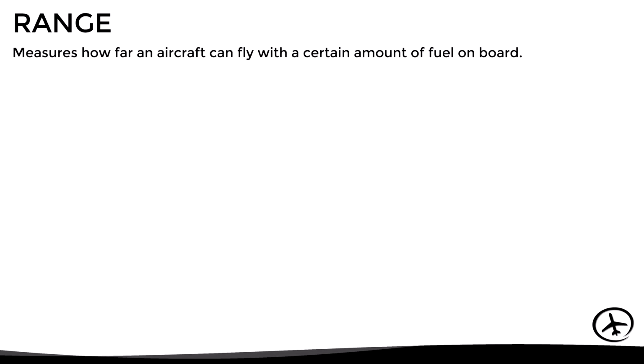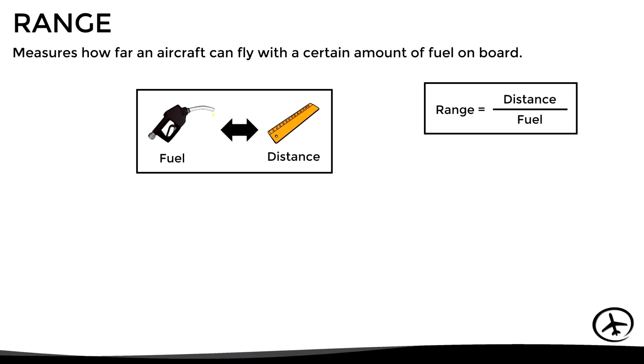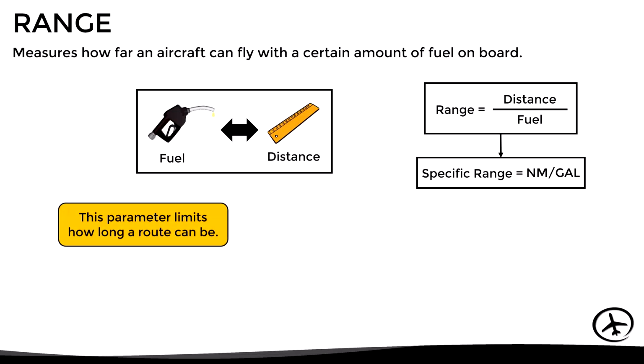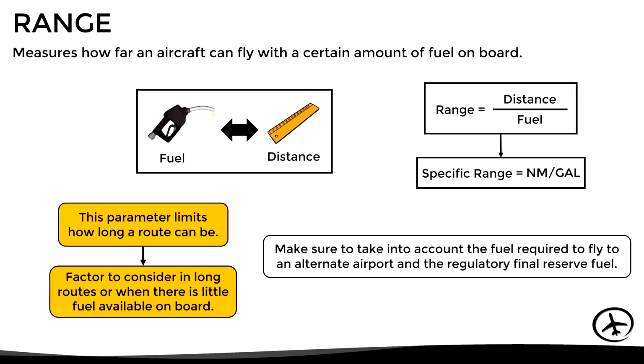Basically, the range is a parameter that measures how far an aircraft can fly with a certain amount of fuel on board. In other words, it is the relation between the distance traveled and the amount of fuel consumed. A practical way to use this parameter is by determining the specific range, which corresponds to the number of nautical miles that the aircraft can fly per unit of fuel. So with this in mind, we could say that this parameter limits how long a route can be, or in other words, how far the aircraft can fly. This is a factor to consider in long routes, or when there is little fuel available on board. Now, it is important to also take into account the fuel required to fly to an alternate airport, and in addition to this, the regulatory final reserve fuel.